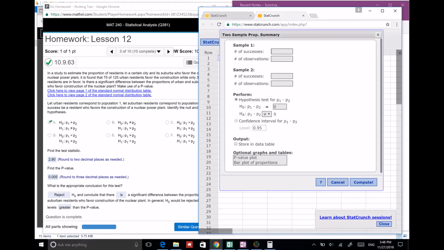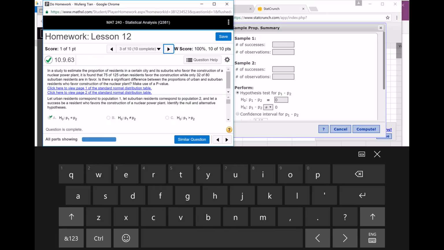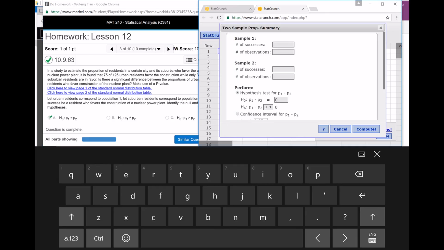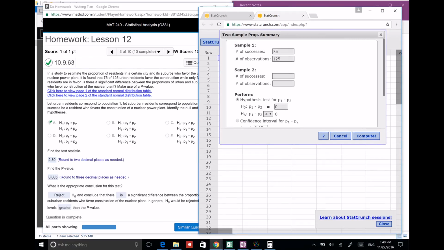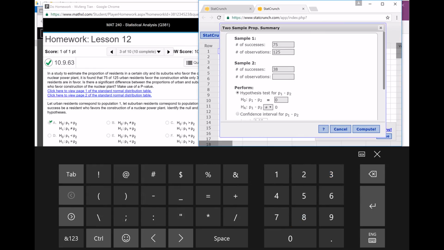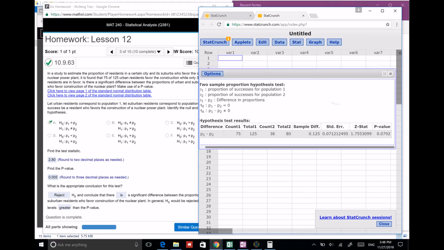What you can do, you can type in all the numbers. First one is 75, 125. Then 38 out of 80, and P1 not equal P2 for the alternative. Okay, so if there's a difference, that means not equal, right? So P1 minus P2 equals 0. P1 not equal P2 is the same. So compute.